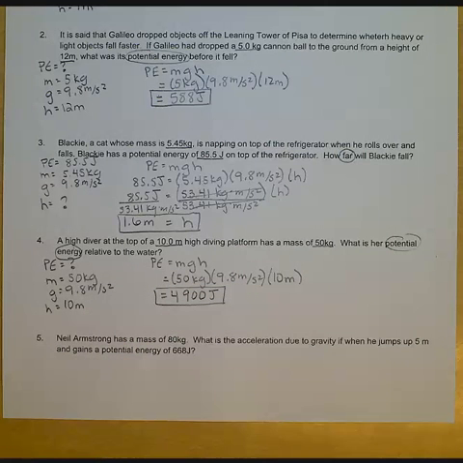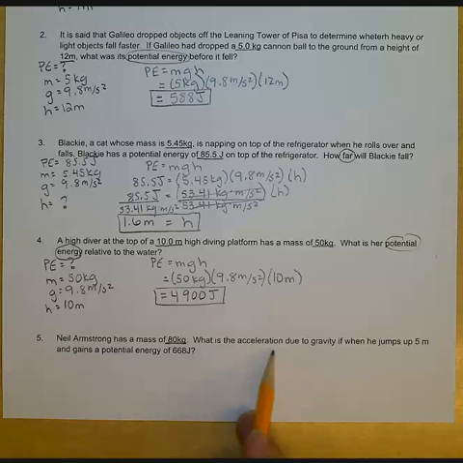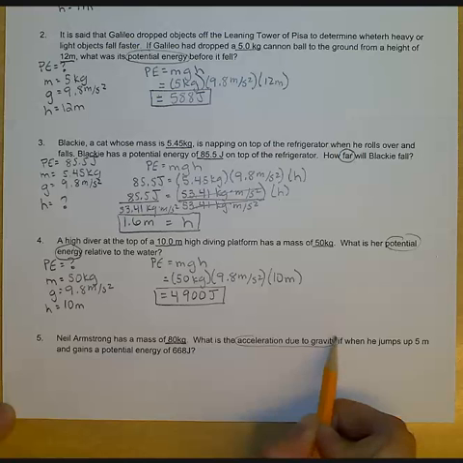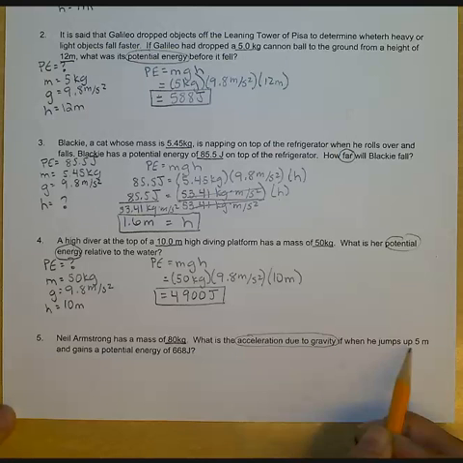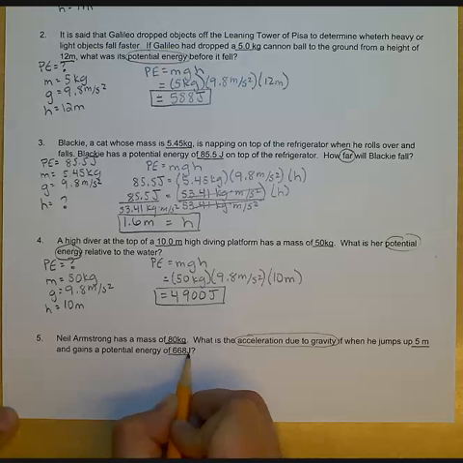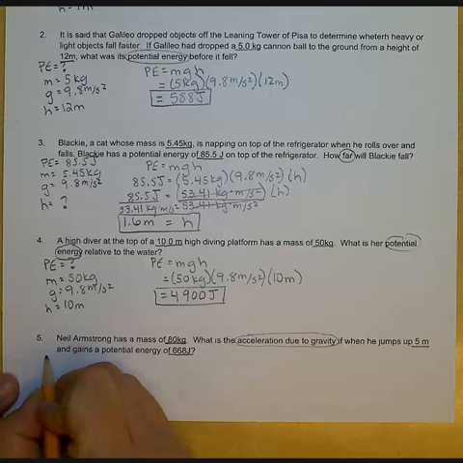Last question for this sheet. Neil Armstrong, who is an astronaut, has a mass of 80 kilograms. What is the acceleration due to gravity? So it's saying, what is this acceleration due to gravity if when he jumps up 5 meters and gains a potential energy of 668 joules? So since it's asking us to solve for this gravity, I'm going to go ahead and assume that Neil Armstrong might not be on Earth. So we'll write this out.